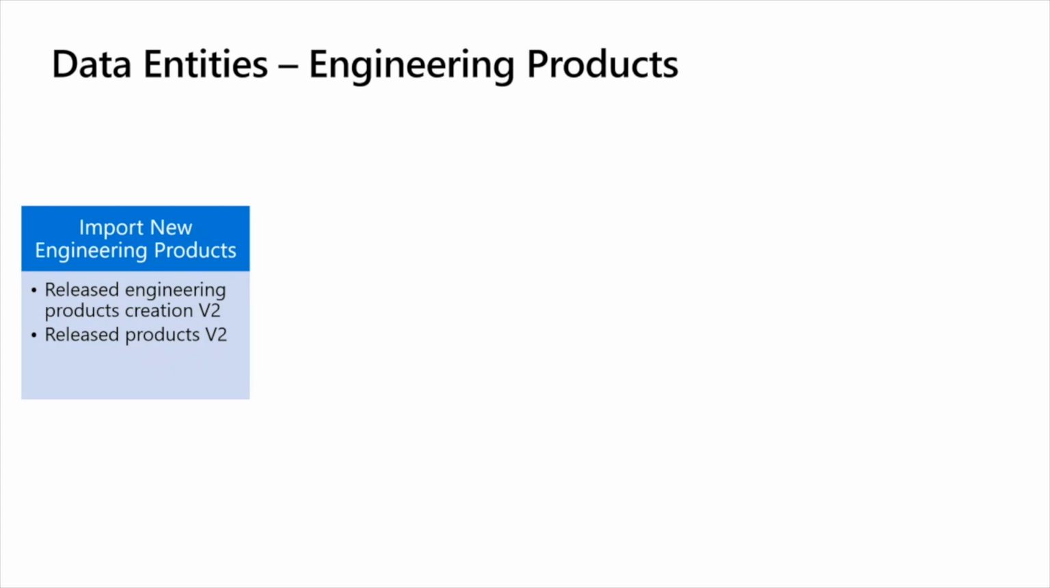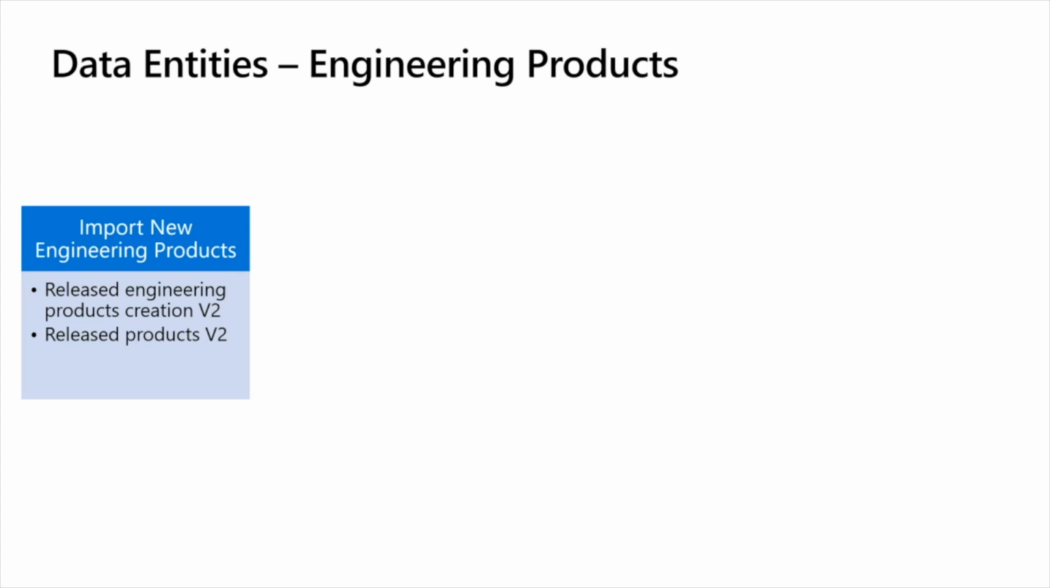To import a new engineering product, you need to use the released engineering product creation v2 entity. Some of the key fields you will notice in this entity are product ID, product name, version, engineering product category, and product owners. Using this information, you will be able to import data as an engineering product, and it will create the engineering product as well as the version in the system.